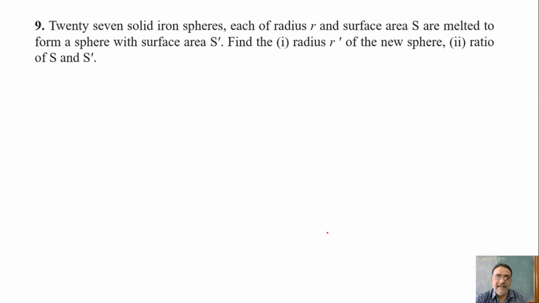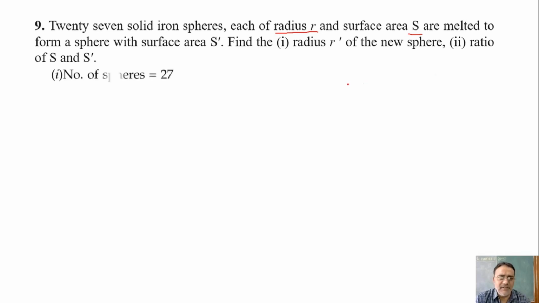Right. Now the 9th question, this is a very good question. 27 solid iron spheres, each of radius r, small r, and surface area s, are melted to form a sphere with surface area s dash. We melted 27 small iron spheres to make a big sphere, so the volume will remain the same. Is that clear? Yes, sir. Their surface area and shape will change, but the volume will remain the same.